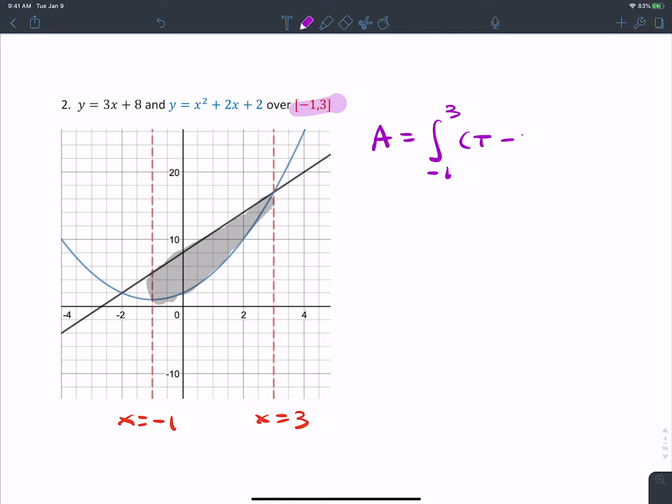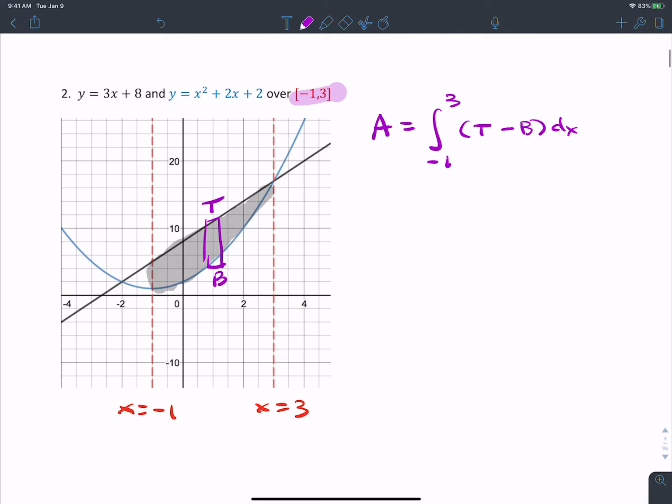So our area will be now between -1 and +3. Again, it's the top curve minus the bottom curve. So we have to identify what curve here is on top and what's on bottom. Okay, the black curve is on top. What kind of curve is that actually? Isn't that actually a line? So the top curve here is a line.